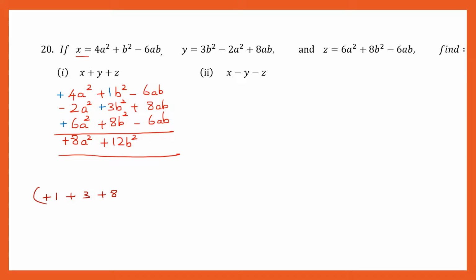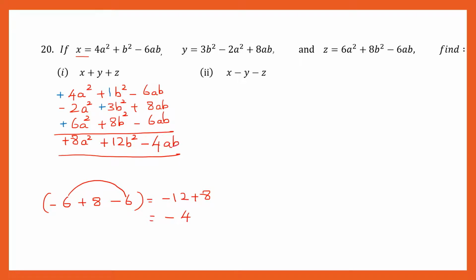Now let's go on to ab and see what we get. Take only the numerical coefficient, minus 6 plus 8 minus 6. Add up the numbers with the same sign. 6 plus 6 is 12, so that's minus 12 plus 8. When signs are different, put the sign of the bigger number and subtract. 12 minus 8 is 4. So we've got minus 4ab.